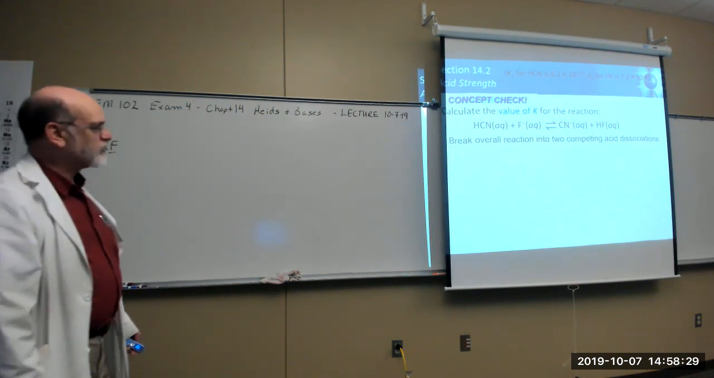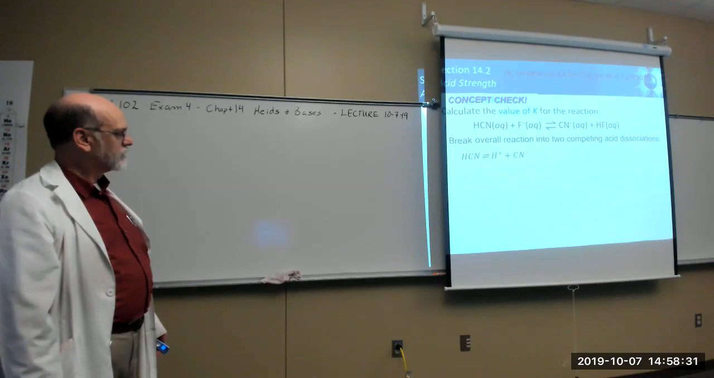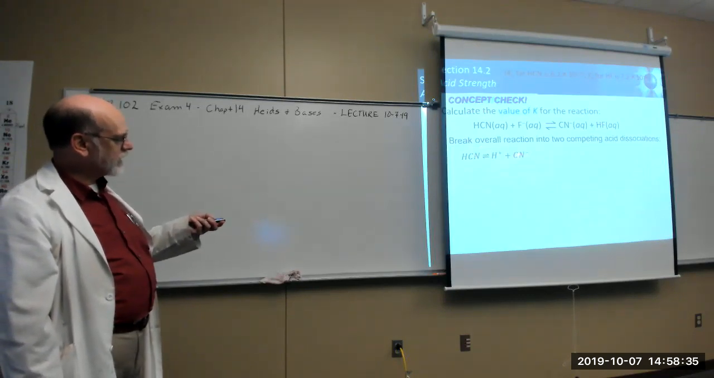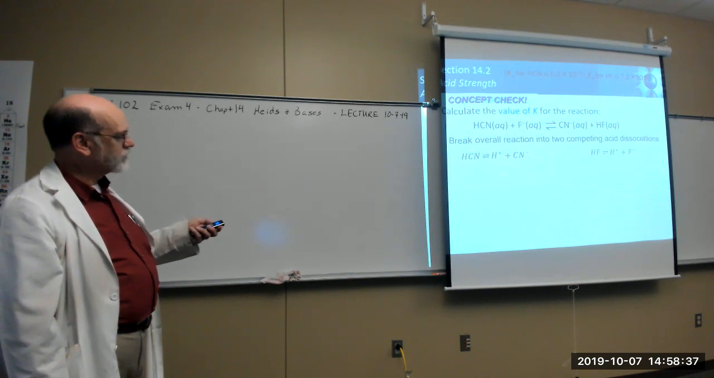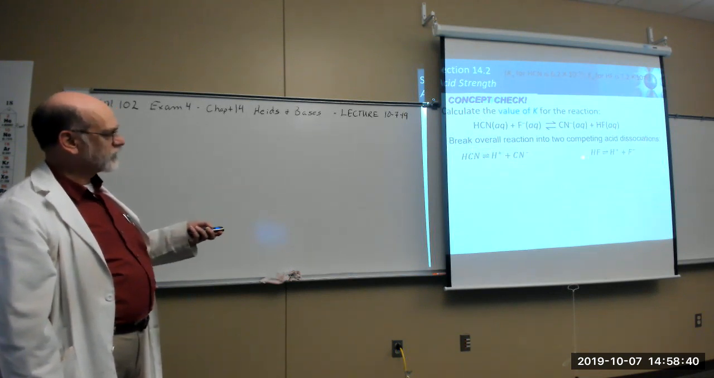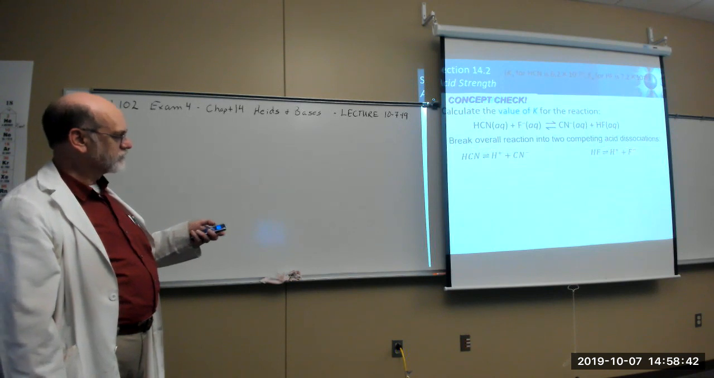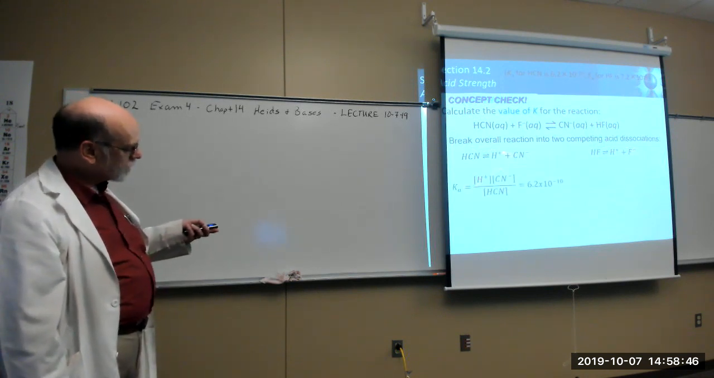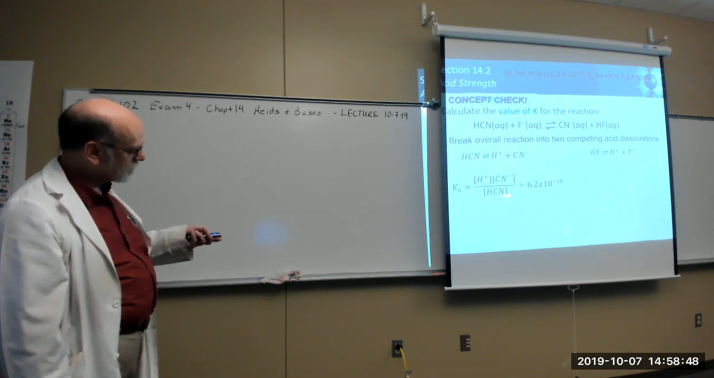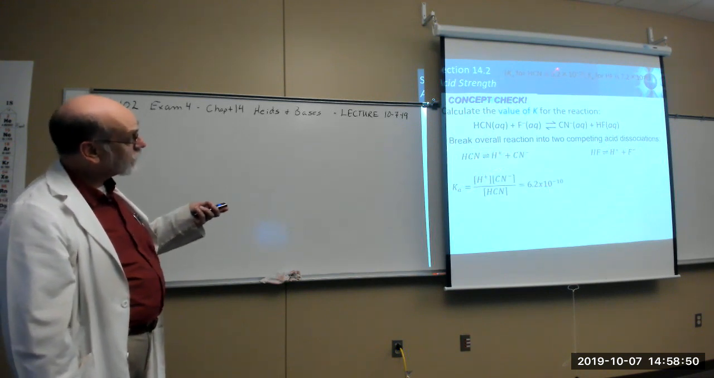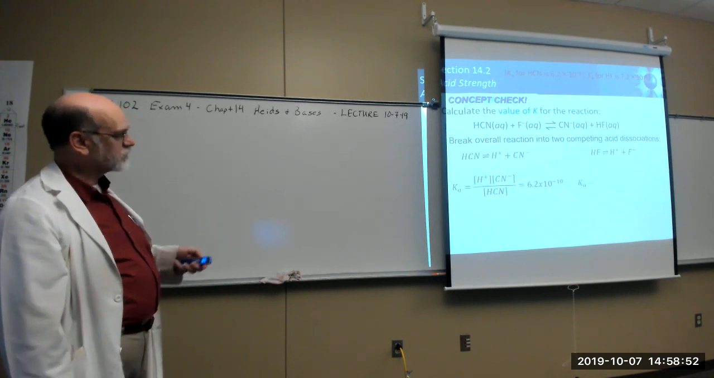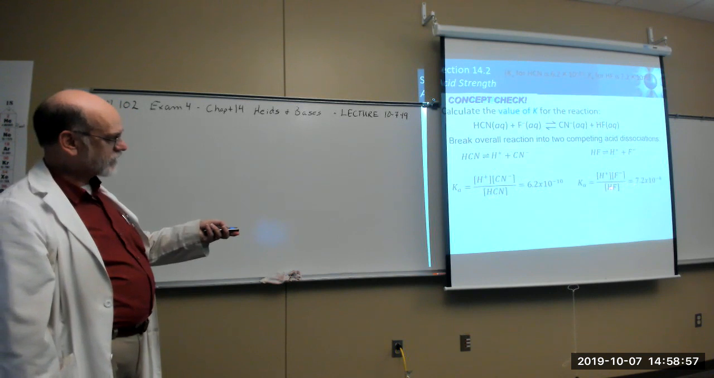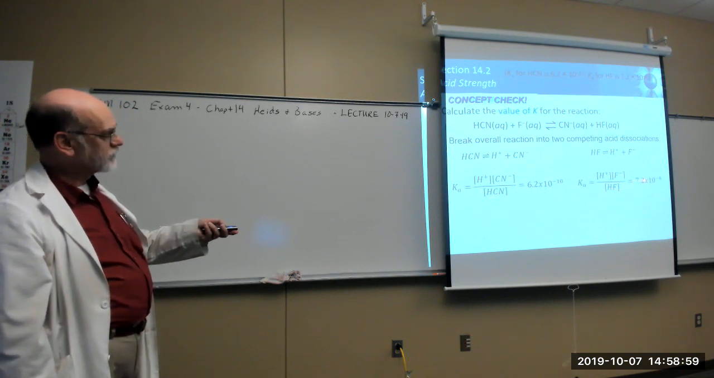So we have two competing dissociations. We have this one producing hydrogen and cyanide, and we have that one producing hydrogen and fluoride. So the Ka for this one is that times that divided by that, and there's the value right here. And then this one will be products divided by reactants, and it's equal to that value.